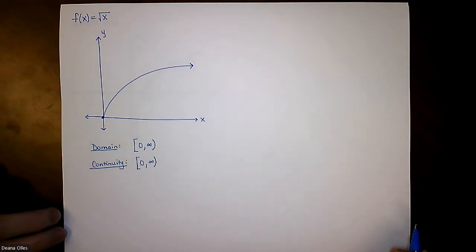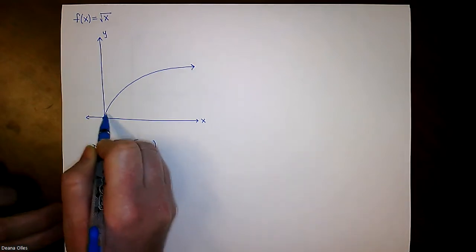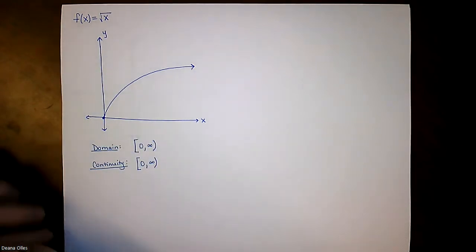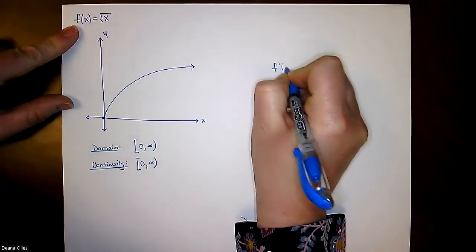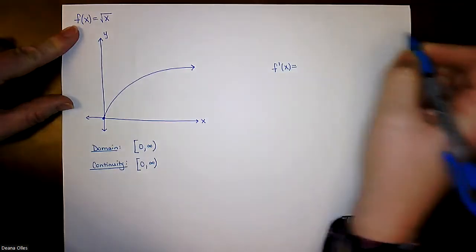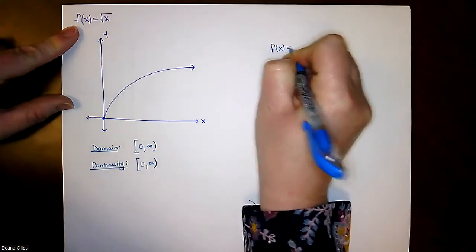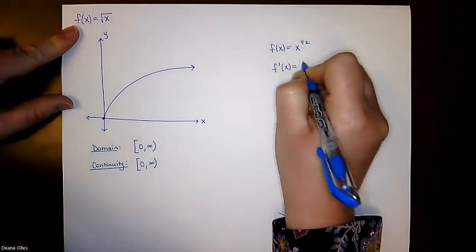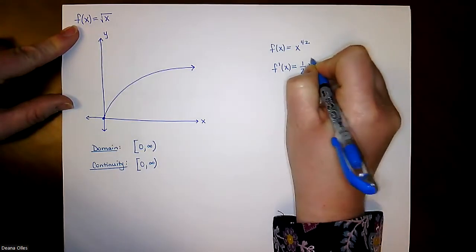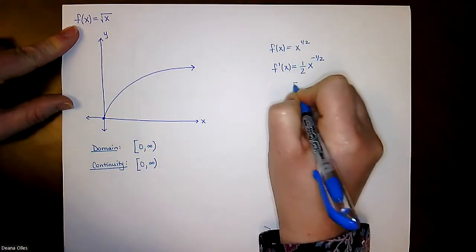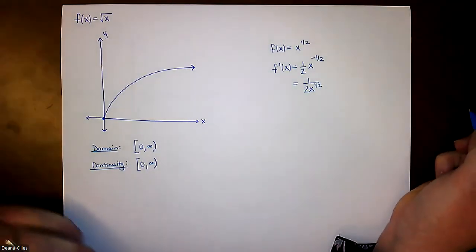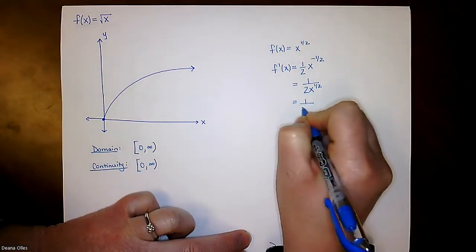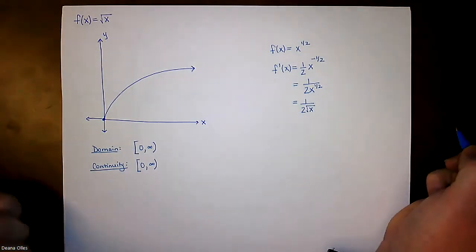Now, where is the function smooth and continuous? This one might be a little tricky, because is a function smooth at an endpoint? Not necessarily. So instead of jumping into differentiability, let's go ahead and take the derivative of our function. We should first rewrite it as x to the 1/2 power. Using the general power rule, we'll have 1/2 x to the negative 1/2 power, which we can rewrite as 1 over 2 times the square root of x.